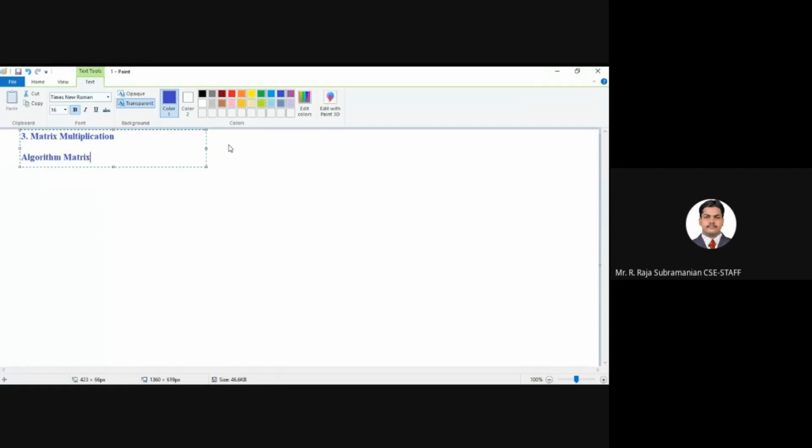Can I give the name like matrix multiply? And how many inputs do I need? M1, M2, M3. Three inputs I need. So now we can state the input parameters. Inputs: M1 from 0 to n minus 1. Next, M2 from 0 to n minus 1. These are the inputs, right? Next, what is the output? M3 from 0 to n minus 1.